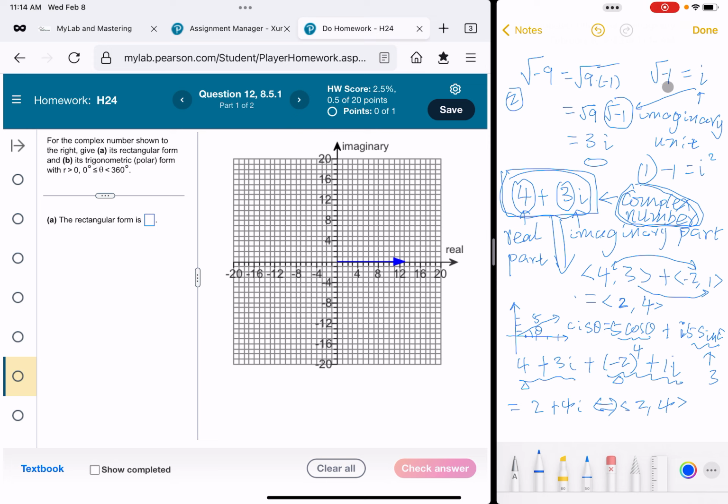If we imagine there is a number i, which stands for radical -1, if we assume radical -1 is i, then this one is the imaginary unit. We assume there is a number equals that. And then immediately we can get two things. One is i squared is -1.